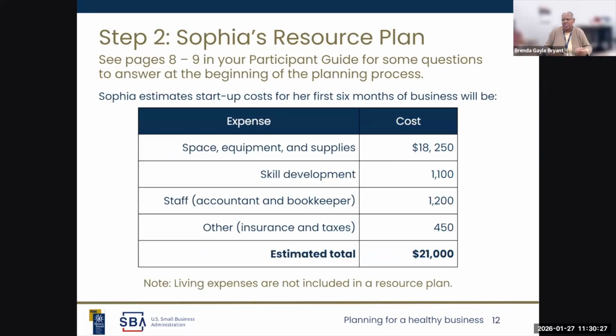So Sophia's doing this, okay? And so she's looking at, well, what do I need? So I need space, which means that she's not doing this out of her home. She's getting a brick and mortar location. She needs equipment because she's going to be repairing stuff. So she needs equipment with which to repair. Okay. She needs supplies, maybe printer paper, maybe pens, maybe chairs, whatever she needs.